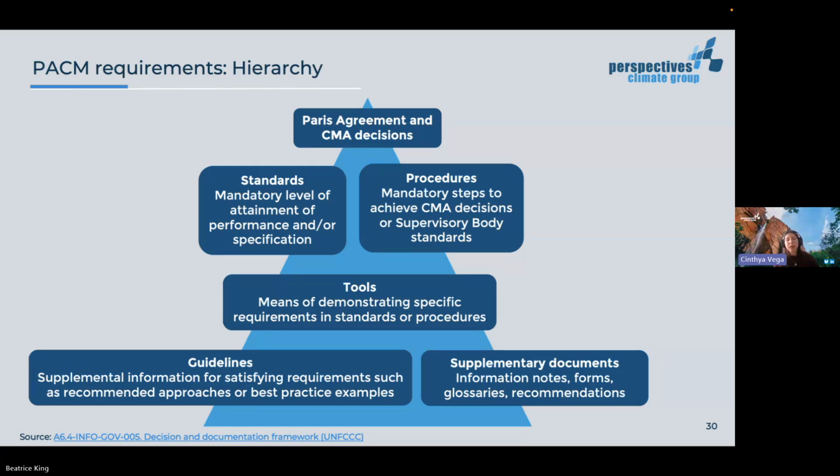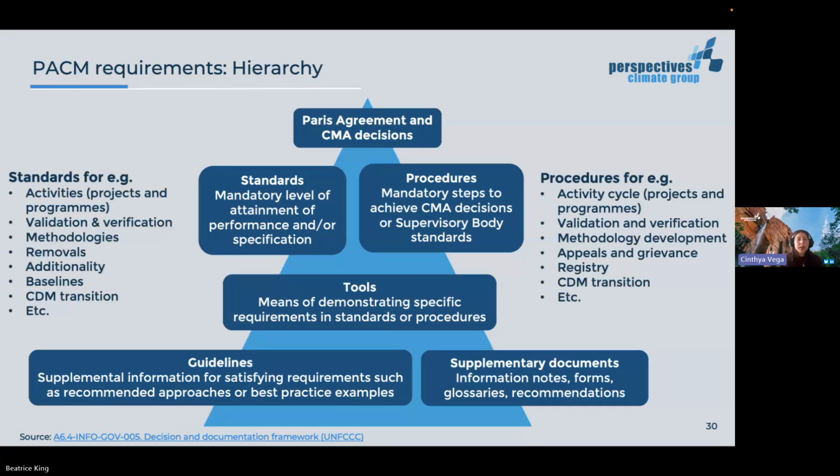So for the next slide, we have the requirements for the PACAM and how it comes together as a hierarchy. So as explained before, the Paris Agreement and the CMA decisions are overruling or providing the guidance for the SB. Then at the SB level, we have standards and procedures documents. And the standards represent the mandatory level of attainment or a specification. So for example, we have the standards for activities, validation, verification, etc. And then at the same level, we have the procedures.